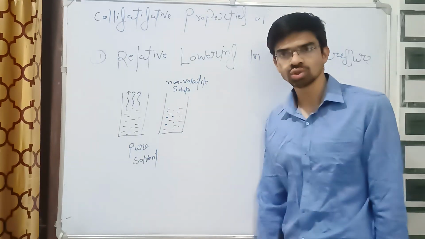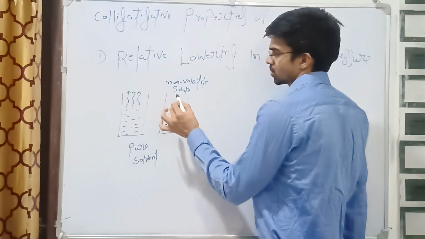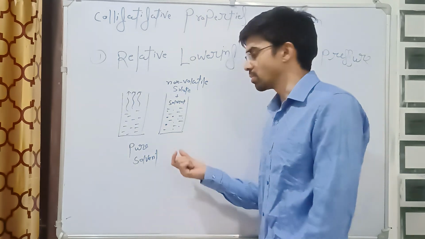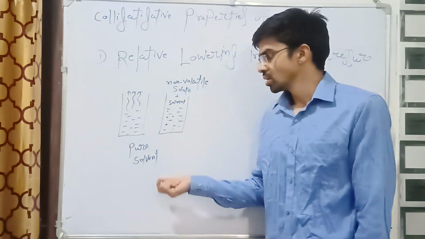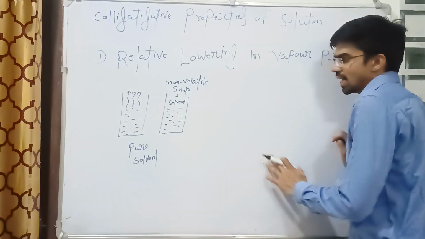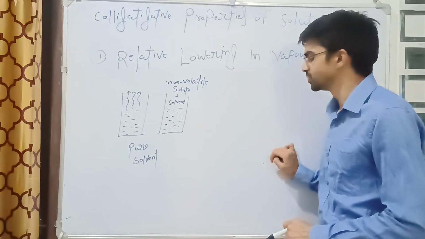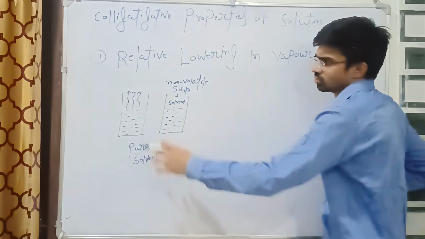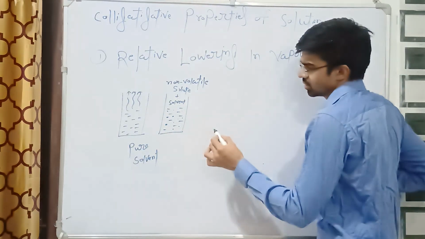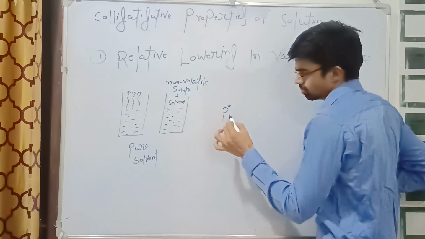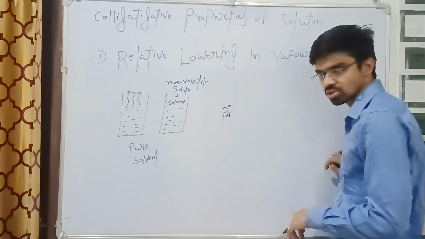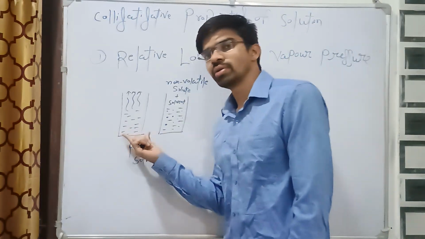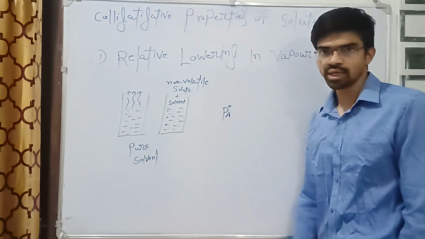Non-volatile solute in solvent. So the overall vapor pressure will be decreased. Alright. If we write this in a form of equation, how we can write? See, this is our pure solvent. So its vapor pressure will be P naught A. A stands for solvent. Okay. So let us consider for this pure solvent, the vapor pressure is P naught A.